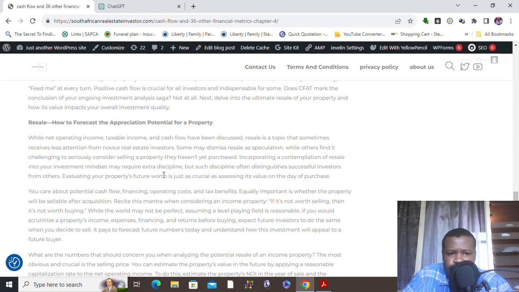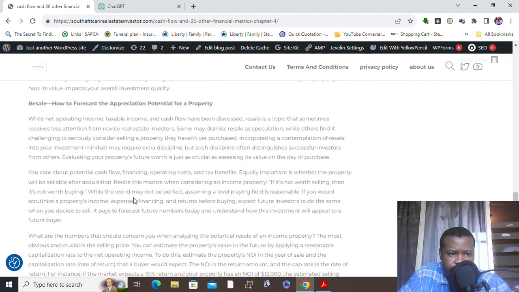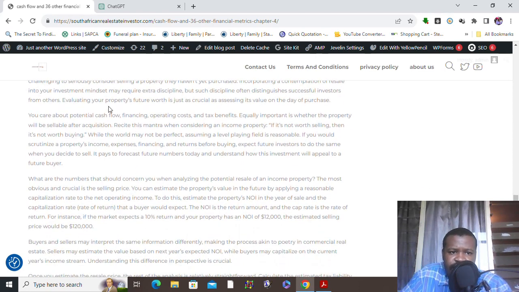Evaluating your property's worth at resale is as crucial as assessing its value on the day of purchase. You care about potential cash flow, financing, operating costs, and tax benefits. Equally important is whether the property will be sellable after acquisition. Recite this mantra when considering income property: if it's not worth selling, then it's not worth buying.